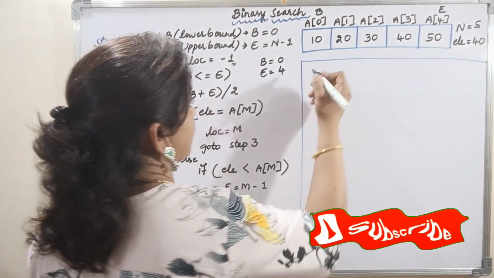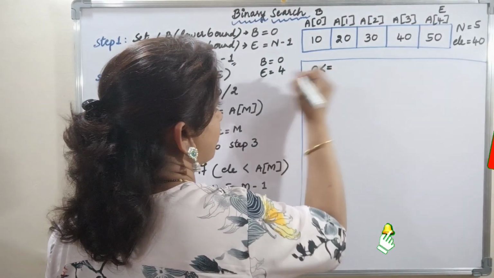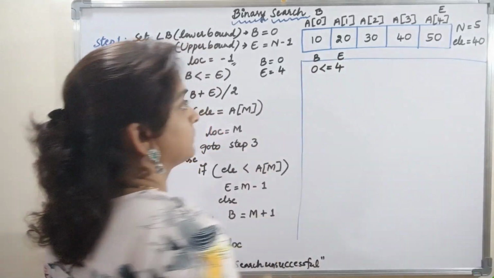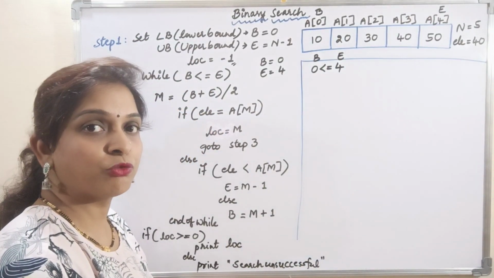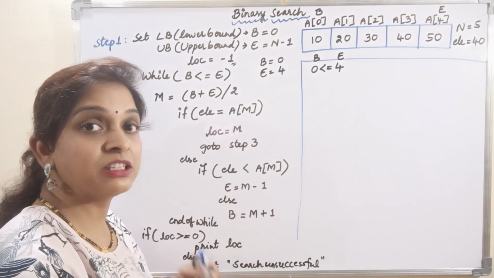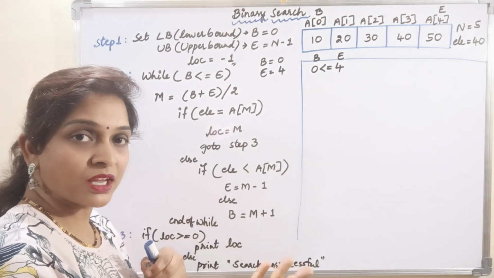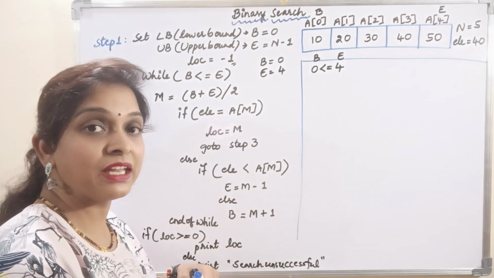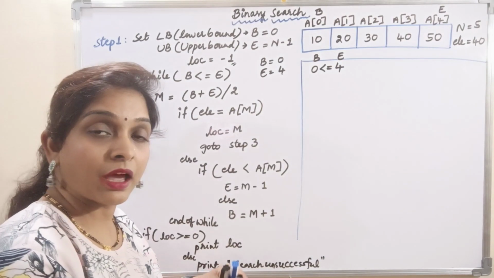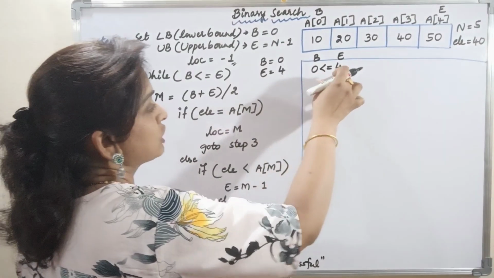So I just check as beginning, that is 0, less than or equal to ending, that is 4. Beginning and ending. Is 0 less than or equal to 4? Yes. 0 is less than 4. Means to say I am within the bound of the array. When I go out of the bound, means to say I can't search any elements. There is no more elements if I go out of the array bound. So I need to be within the bound of the array. So I need to have this while loop.